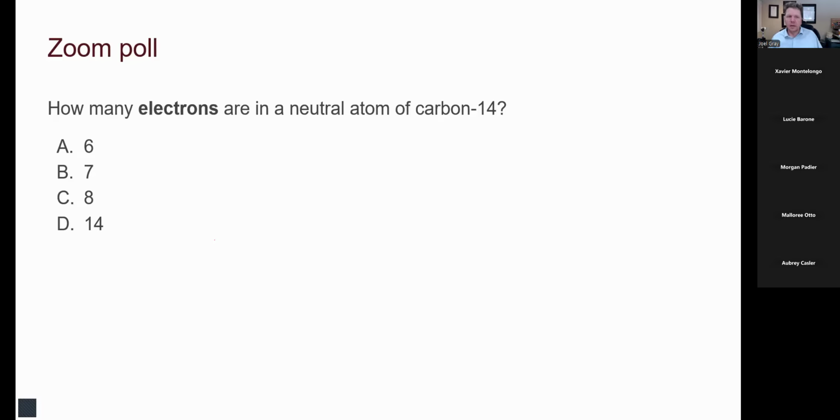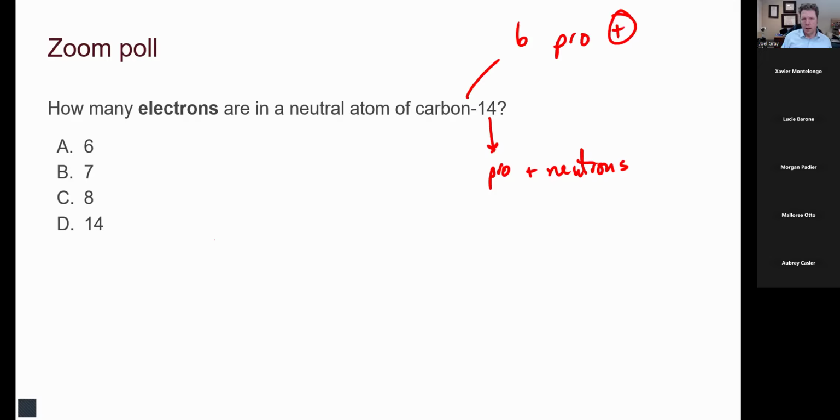The reason 14 is not a good answer is because 14 is the weight. So this number right here, this 14, is telling us the number of protons plus neutrons. We already did the question where we said this has 6 protons, 6 positives, and the number of neutrons is going to be that right there.